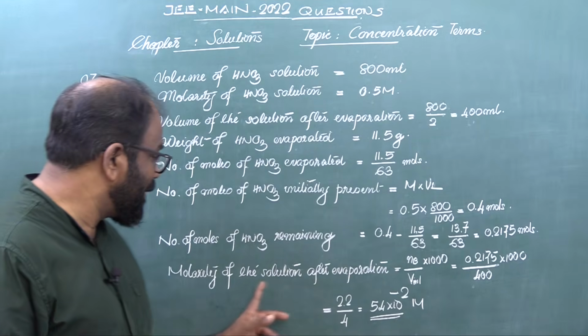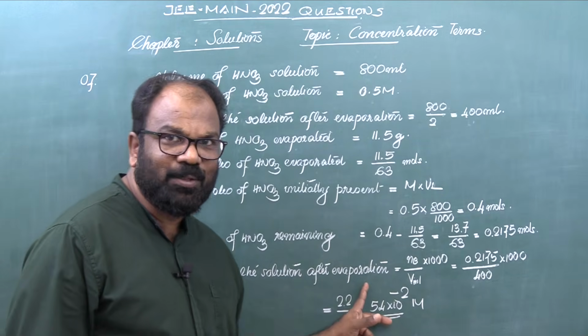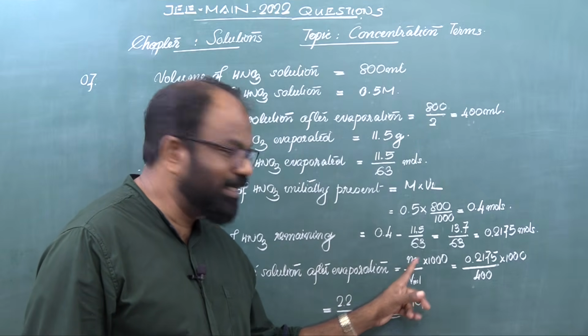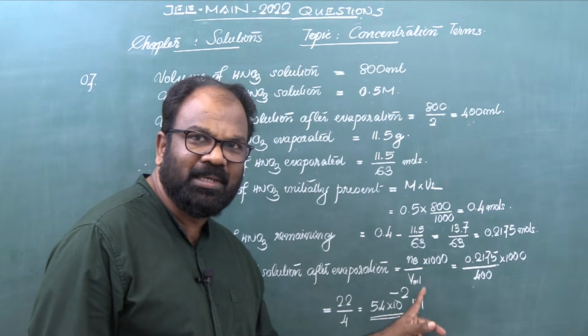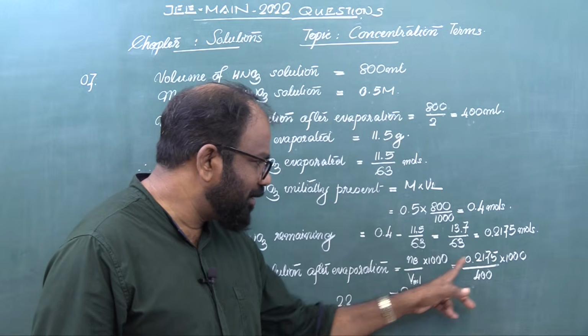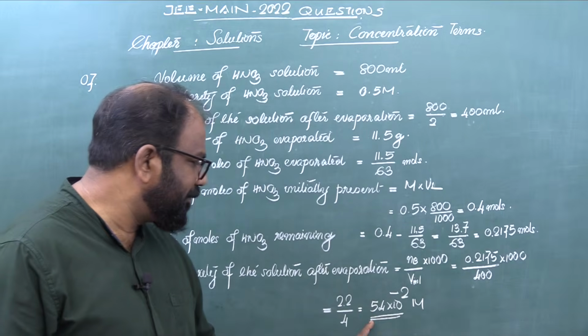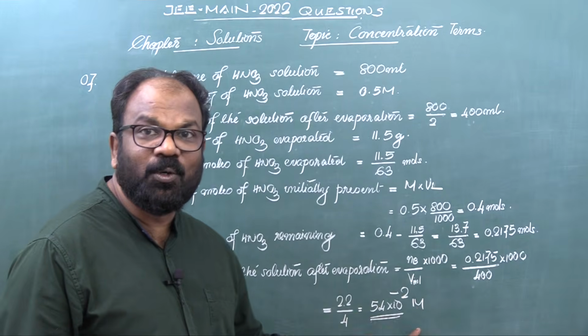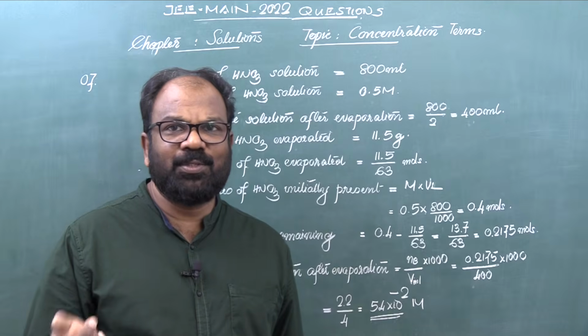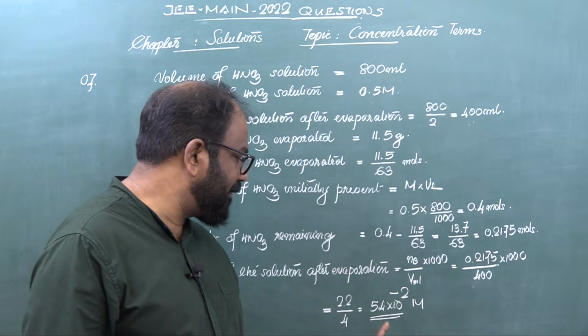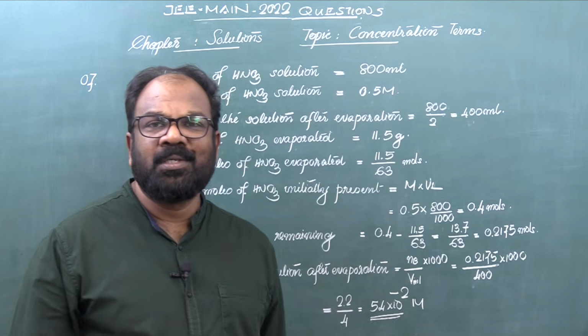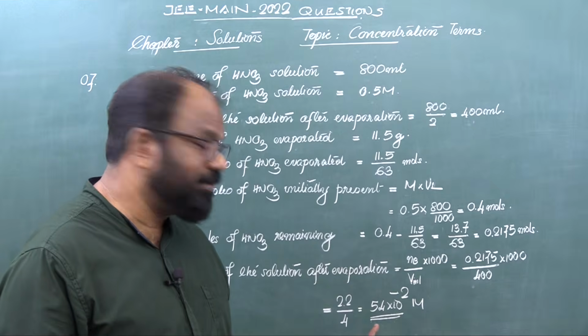So molarity of the solution after evaporation is equal to number of moles of solute into 1000 divided by volume in milliliter, that is equal to, by substituting these values, we will get 54 into 10 raised to minus 2 molar. So molarity of the solution after evaporation is equal to 54 into 10 raised to minus 2 molar. So here the integer answer is 54.